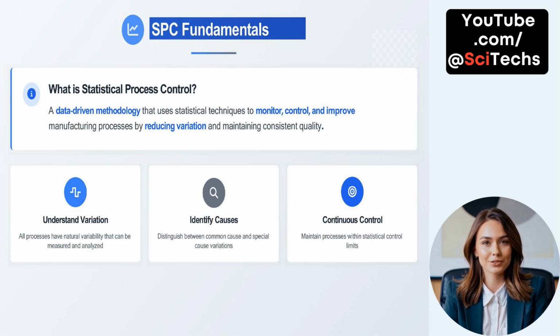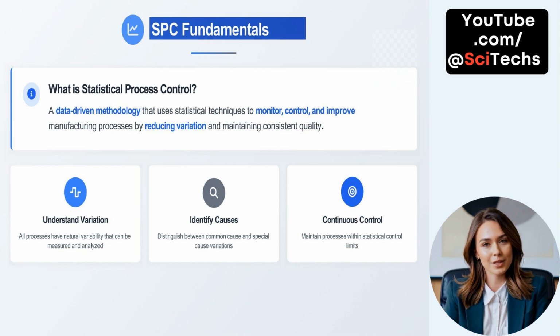SPC fundamentals. Statistical process control, or SPC, is a data-driven methodology that leverages statistical techniques to monitor, control, and improve manufacturing processes. Its main goal is to reduce variation and maintain consistent product quality. In semiconductor manufacturing, this approach is especially critical due to the extreme precision required.